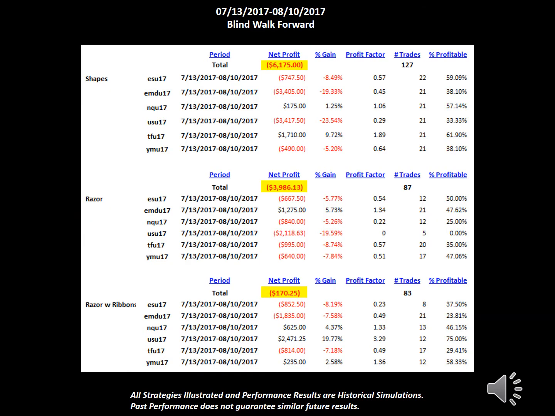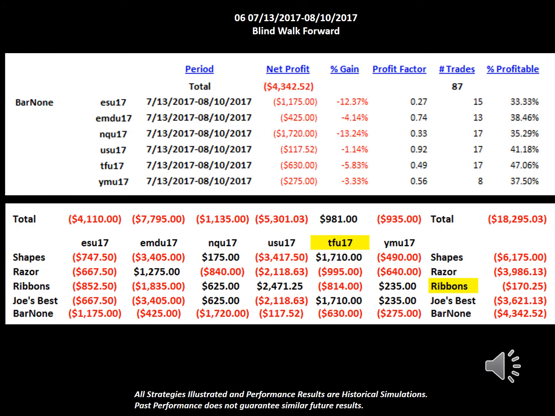And here are our tables showing the original three: shapes, razor, and razor with ribbons. Of those three, razor with ribbons fared the best over this month, and the best performer of razor with ribbons was the bonds, making $24.71.